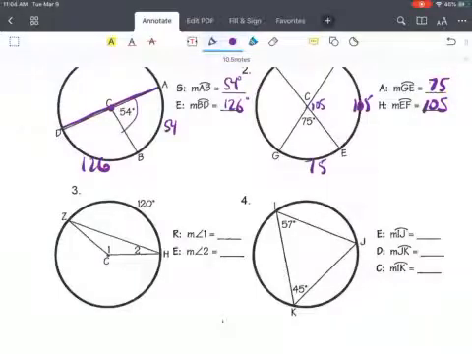In number 3, I know that angle 1 has to be 120 because it is a central angle equal to that arc. For angle 2, I need to remember that this is an isosceles triangle because they are both radii, which means those opposite angles would be congruent, which means they each need to be 30 degrees.